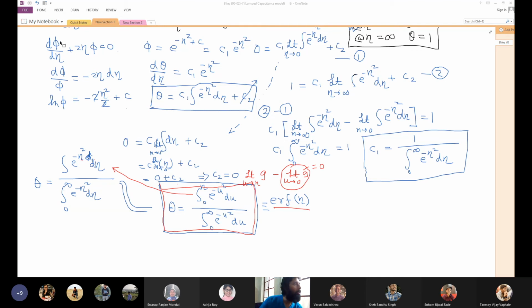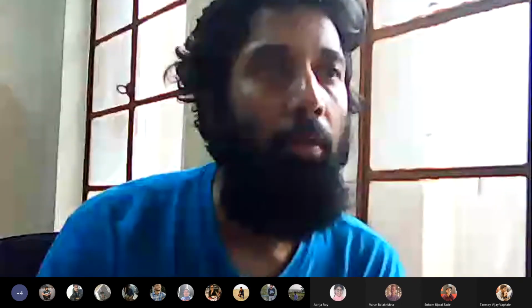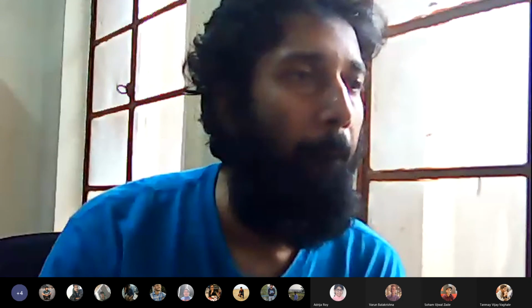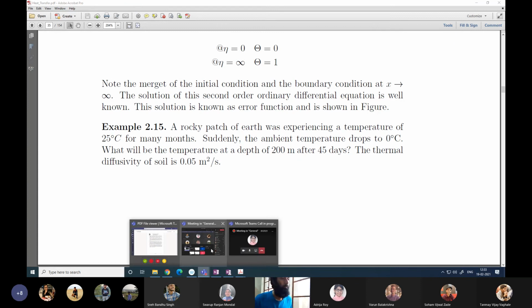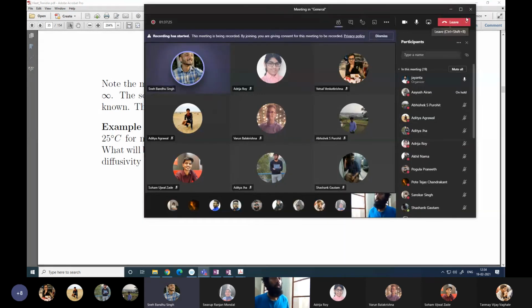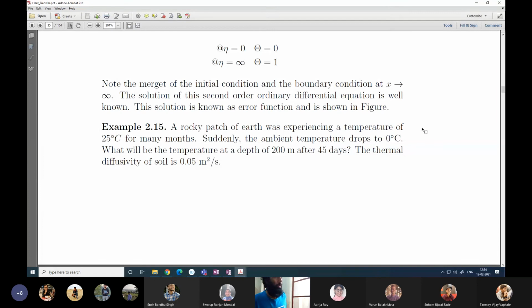Okay, I think I made some small changes, which is vital. I think I simplified this. Okay, now we'll see that. You can see the question? Yes, sir. Okay, now solve it using the error function table.